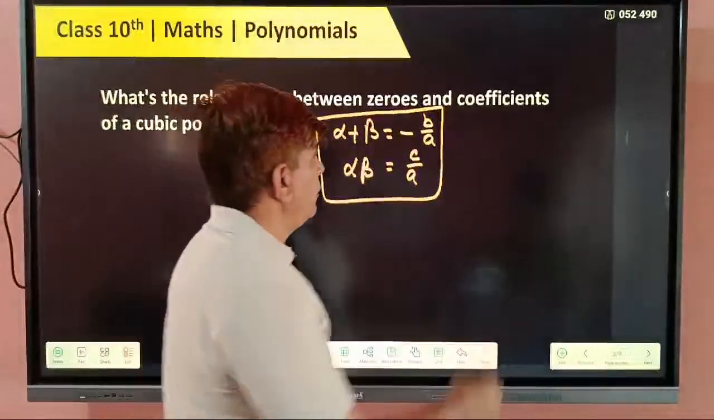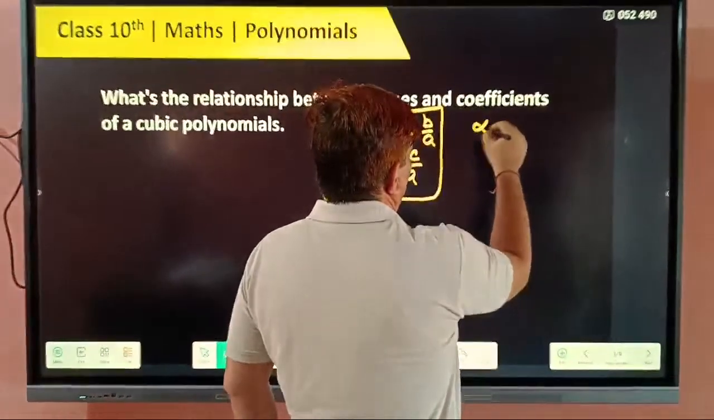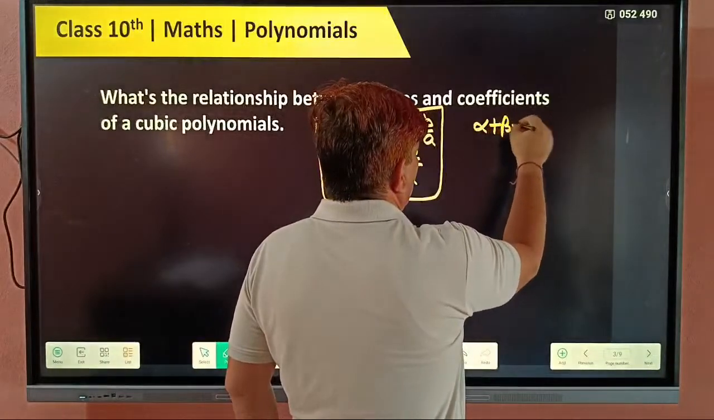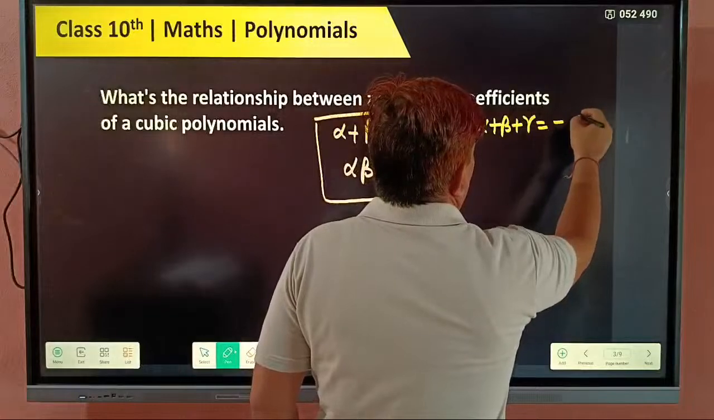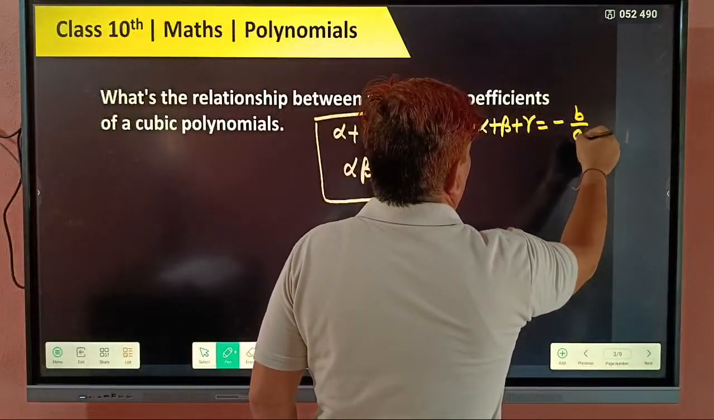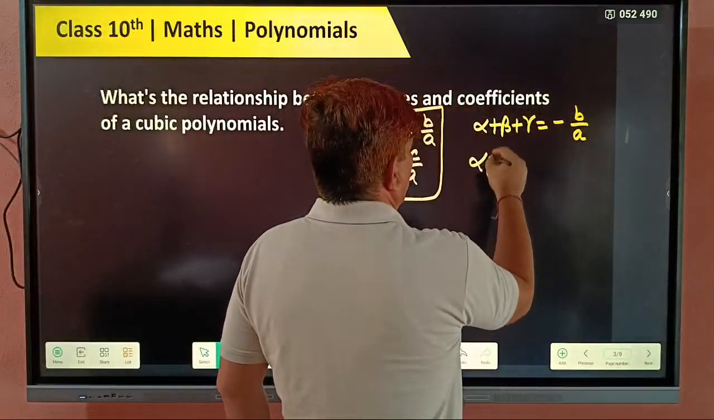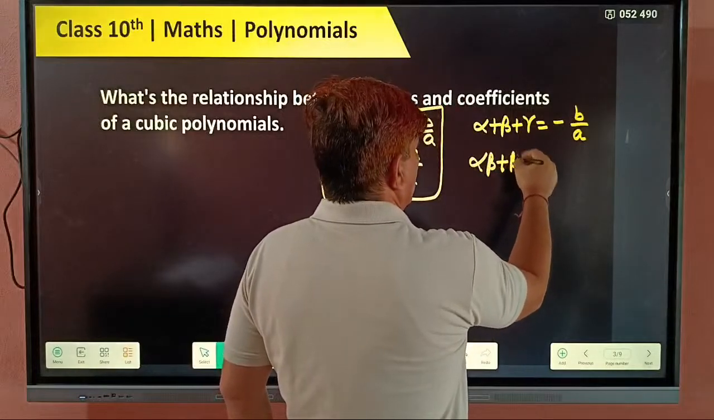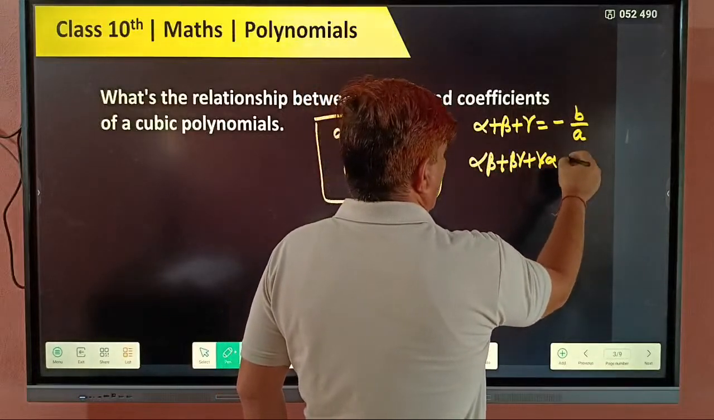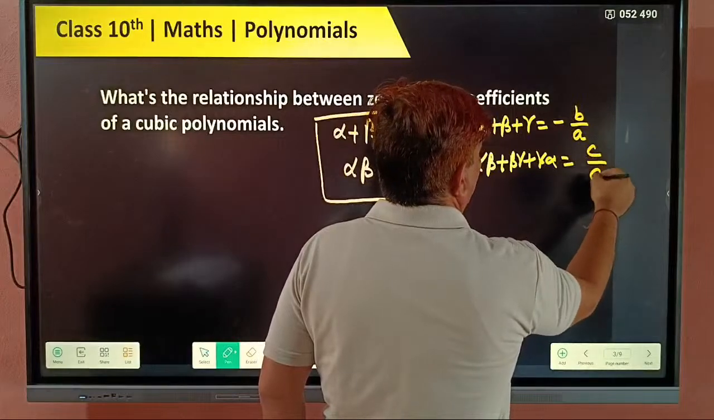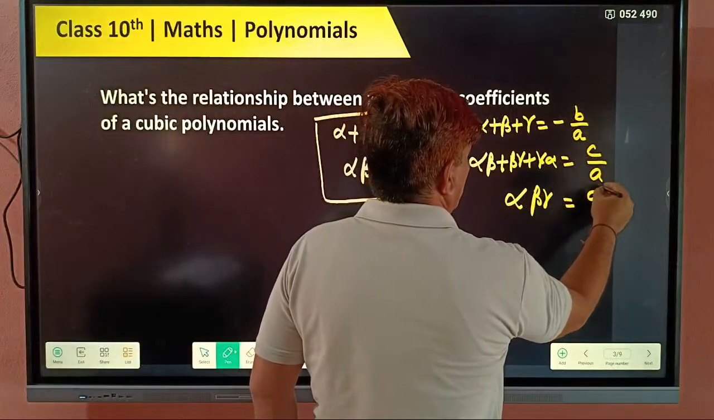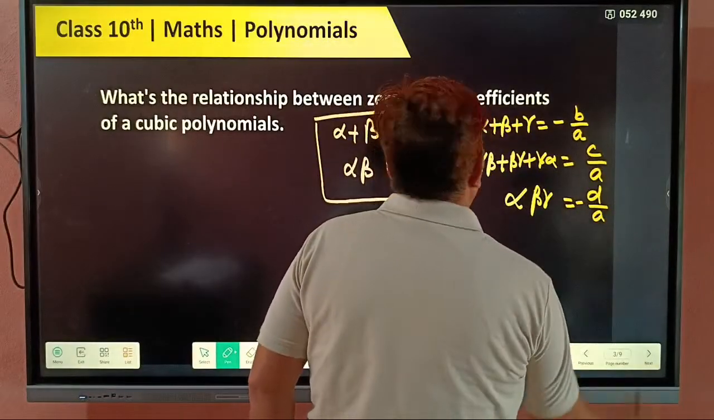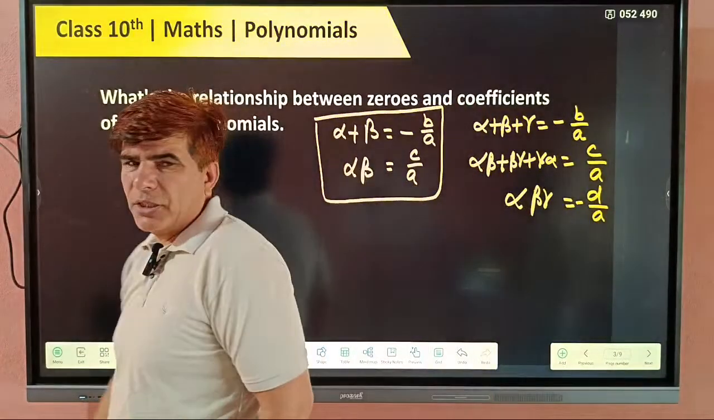And what happens if we are having a cubic polynomial? So alpha plus beta plus gamma is equal to what? Same as it is, minus b by a. Alpha beta plus beta gamma plus gamma alpha is c by a. And alpha beta gamma is equal to minus d by a. So this is the relationship.